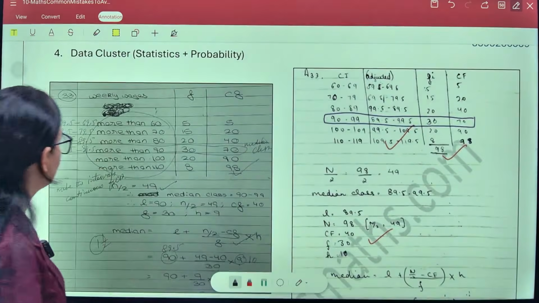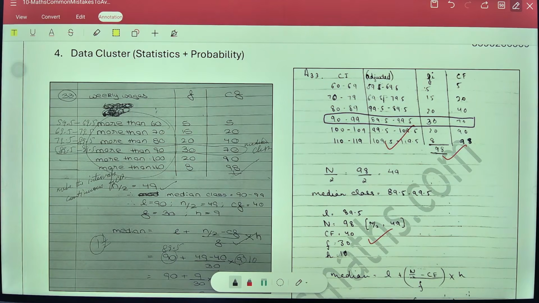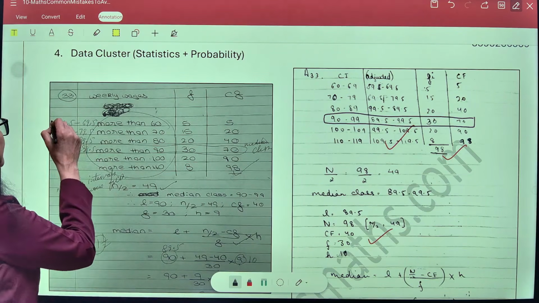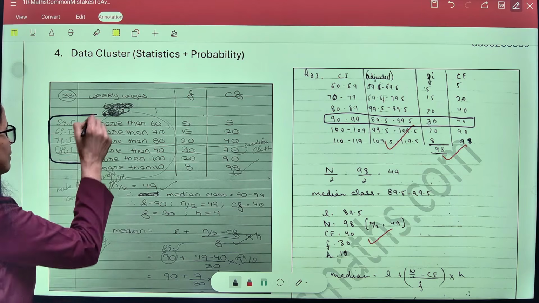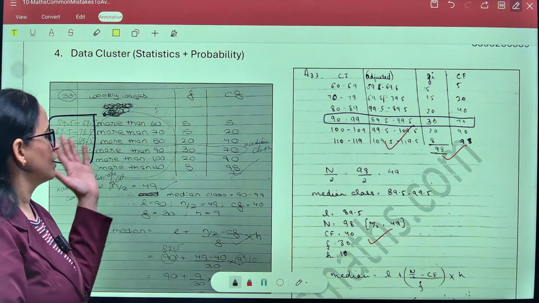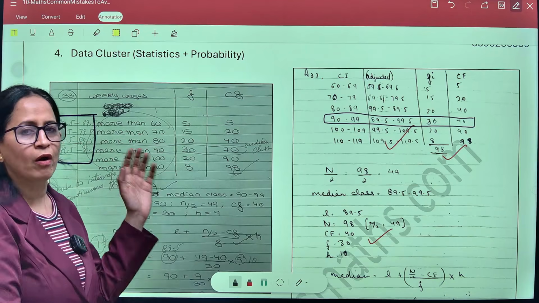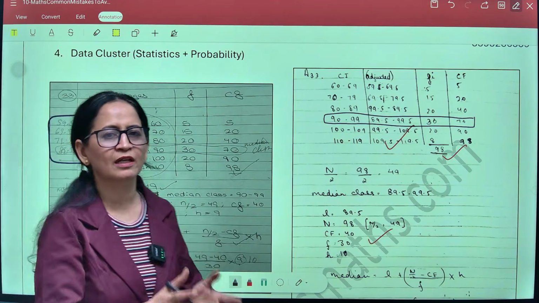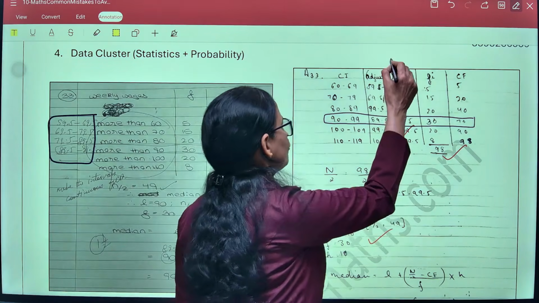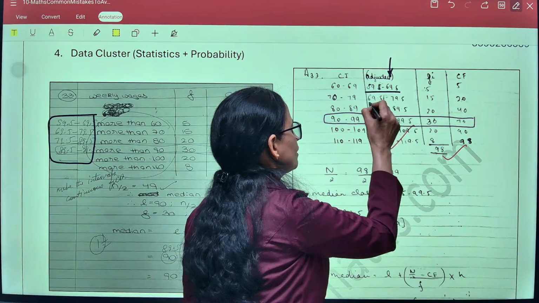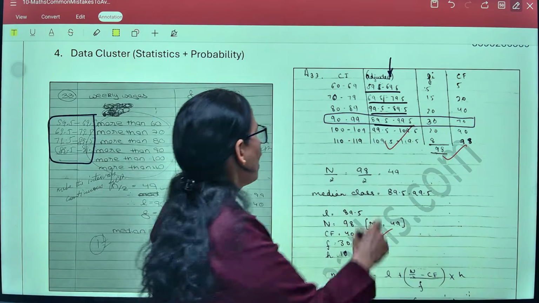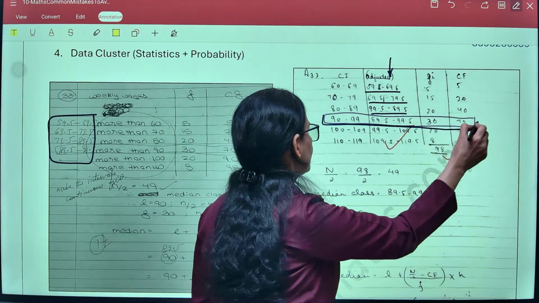The data cluster, that is statistics. Whenever you have a question on median and mode, make sure you write continuous intervals. Whatever form is given to you in the question, whether it is more than 60, less than 50, less than 40, or even if there are discontinuous intervals for grouped data, make it a point that you first write all the intervals as continuous. Secondly, highlight the median or the modal class.